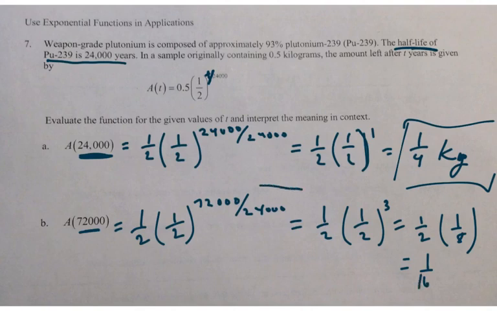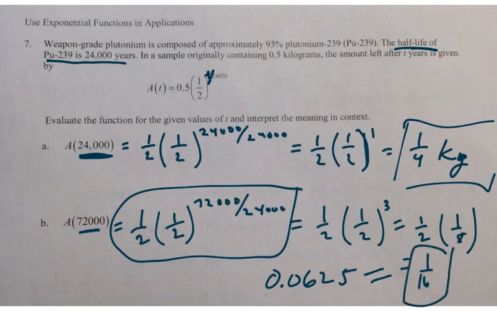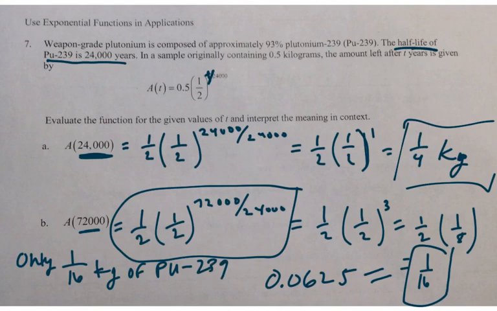Now you could also plug this into a calculator. If you do that, you're going to get 0.0625, and that's just equal to 1/16. So that means that after 72,000 years, remember, the time is in years, only 1/16 kilograms of the Pu-239 remain.